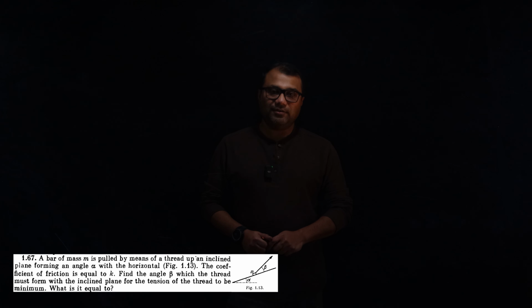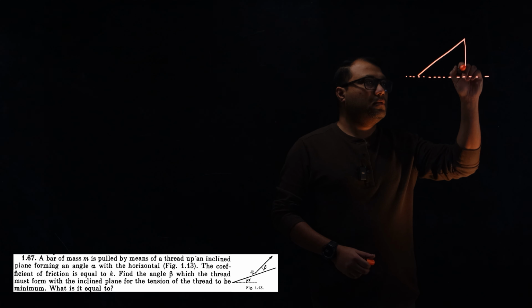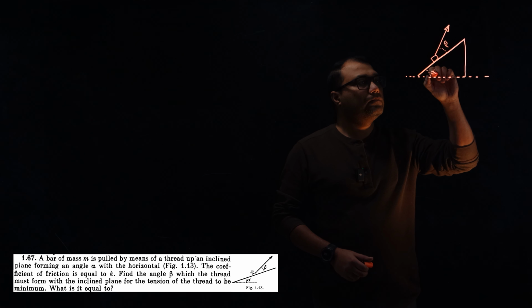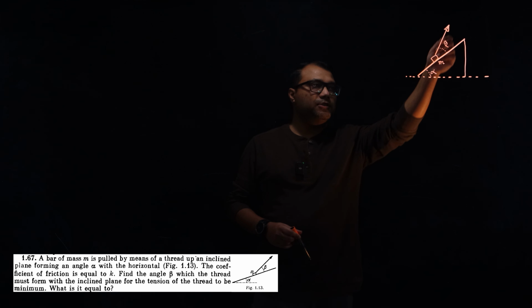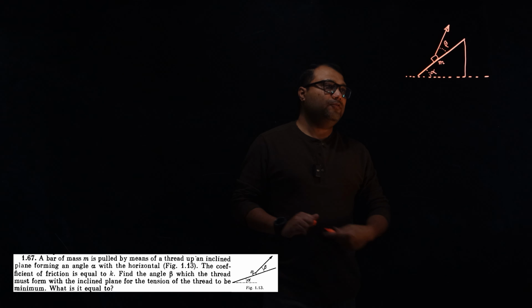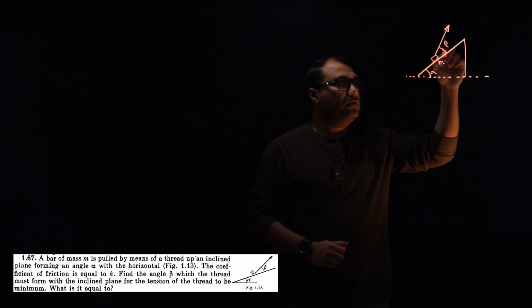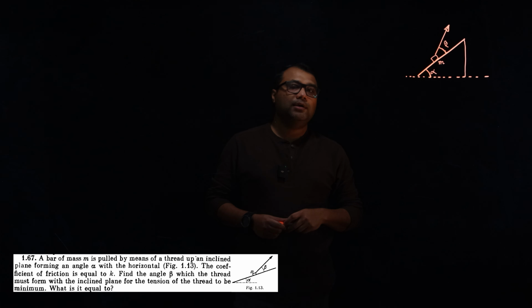Let's look at the problem. First, draw the diagram. Okay, so a thread is pulling this mass up an inclined plane which forms an angle alpha with the horizontal, and the thread forms an angle beta with the inclined plane. So what is the value of beta for which the tension in the thread is minimum?